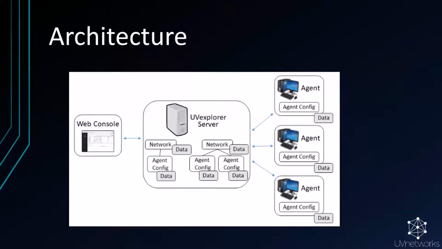The UVexplorer Server architecture is straightforward. You have multiple agents located on different siloed networks, as we mentioned. These agents report back the data into UVexplorer Server. This data can include layer 2 network maps, inventory assets, as well as configuration data. And this data can be managed and viewed from the web console.